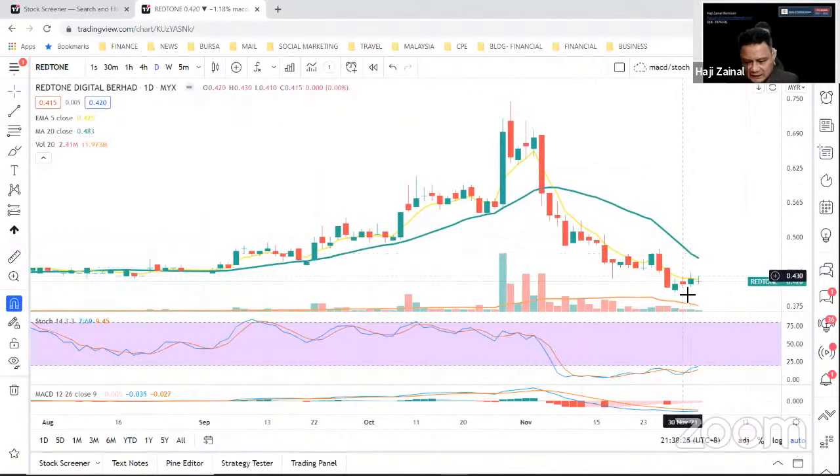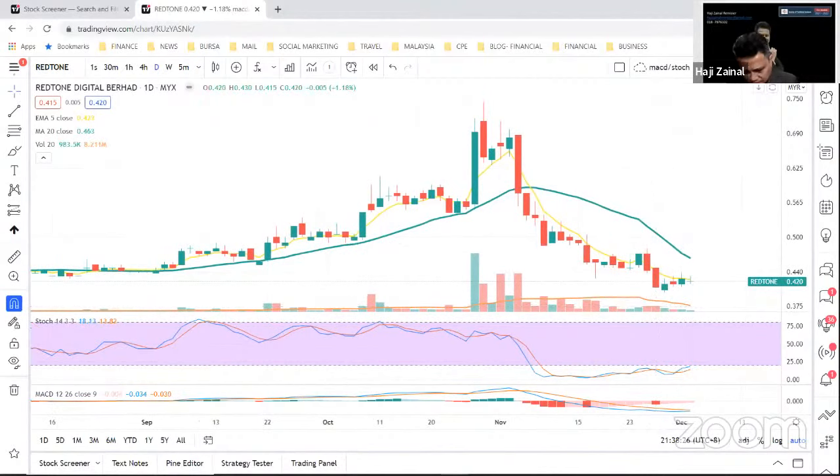Second, is there any divergence here? At the moment on the stochastic, there is no divergence. This is low, higher, no divergence, so there's no signal. Third, there is a crossover here. Yes, but this crossover is not a confirmed signal, because the trend is down. We look at whether there is any turn or reversal.